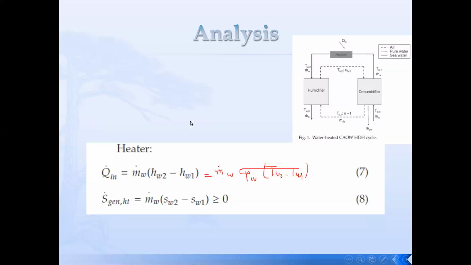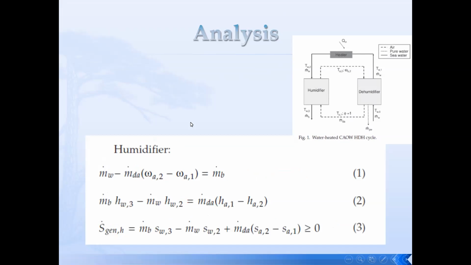Then the humidifier, when you look at the mass balance of the humidifier, there is M dot water coming in, which is this at state number 2. And it is going to be sprayed here. Part of it will evaporate. It will be carried by the air, which is this part. And the rest is going to be rejected as brine.